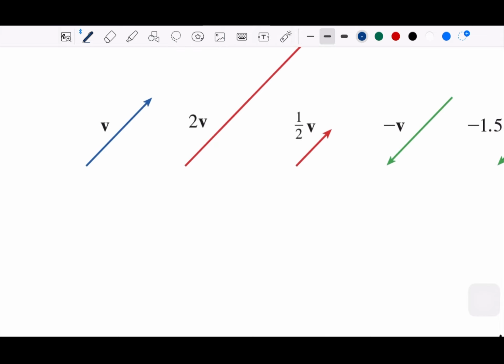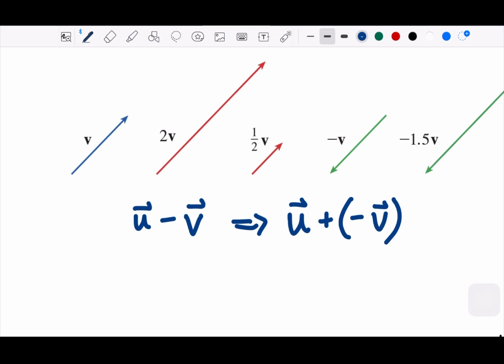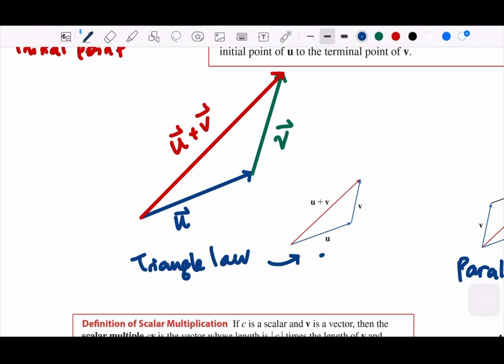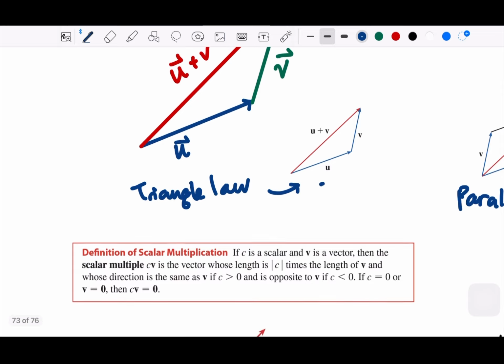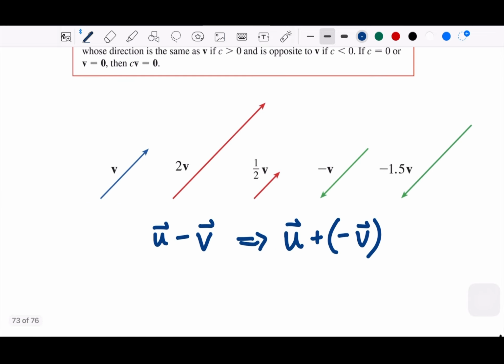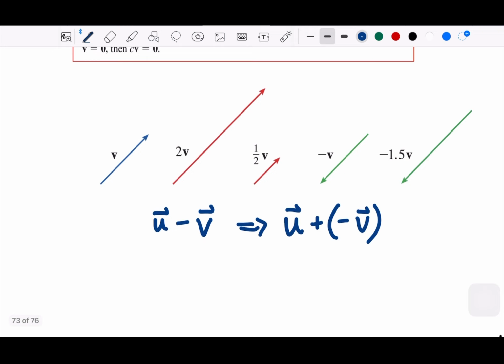So we could say if we take u minus v, this means u plus the negative v. Let's say this is our u and v, which means we are going to make v in the opposite direction and then do the same thing. We start from the initial point and end with the final point. I think that is not really that complicated, I believe.